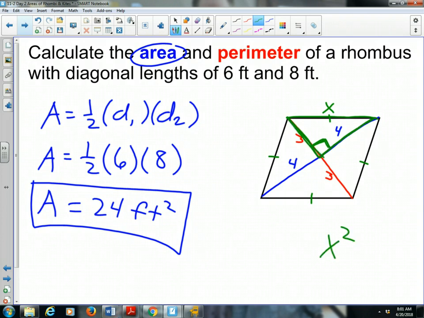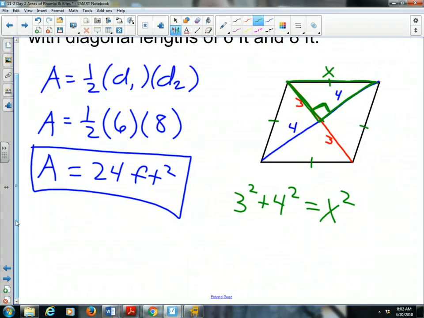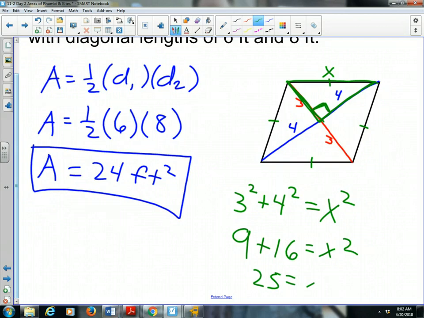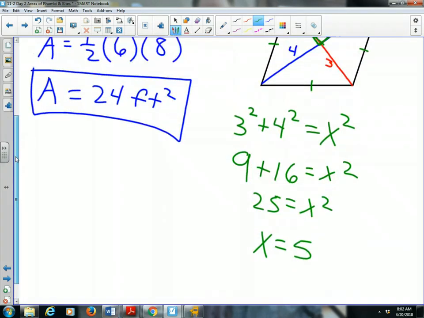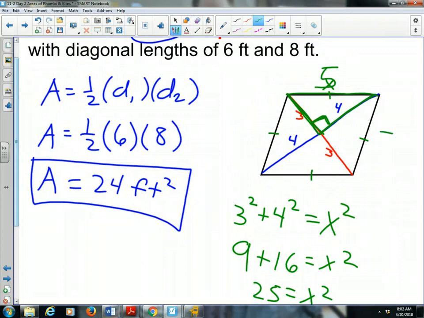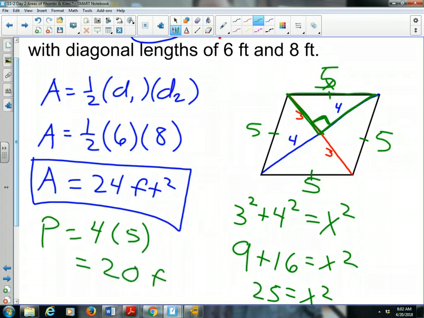X is my hypotenuse. The side that I want to find would be x squared, would be to the right side of the equation. 3 squared and 4 squared would be my legs of my right triangle. So let's find that: 9 plus 16 equals x squared. 25 equals x squared. So my side of my rhombus is the square root of 25, which is 5. So what's my perimeter? 5, 10, 15, 20. My perimeter is 4 times 5. 4 sides times 5 feet each would be 20 feet.